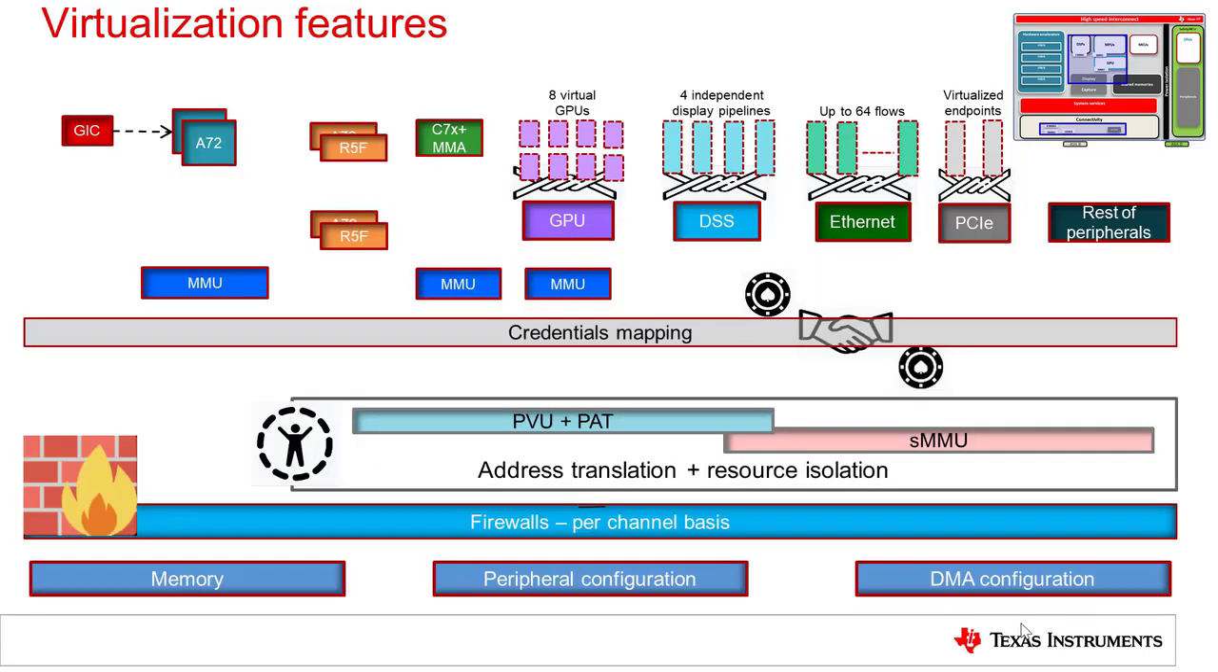Both the SMMU and the PVU and PAT models of virtualization can coexist concurrently in the system. The UDMA concept of flows can also be leveraged by the Ethernet controllers to maintain separation of multiple networking data streams. Together with access permissions enforced by the firewalls and security components, these virtualization components and features can be used to build a robust, high-performance mixed system where real-time is maintained and cores are contained to their own resources.